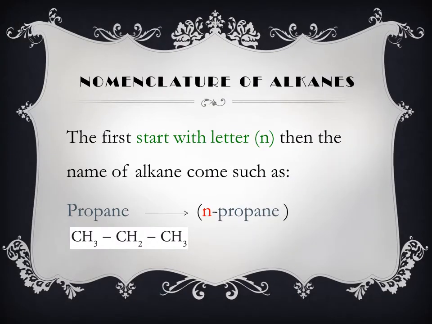Nomenclature of alkanes. The first starts with the letter N, then the name of the alkane comes, such as propane, changed to n-propane. As you see there, this formula is CH3, CH2, CH3.